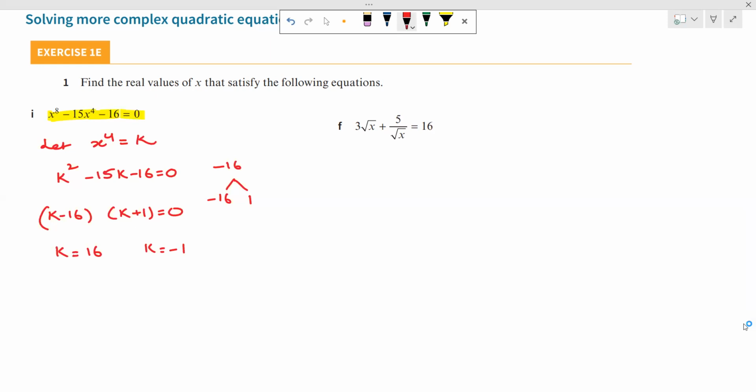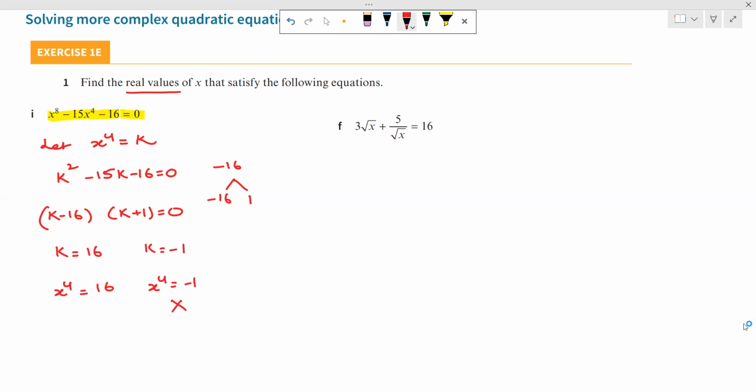So now here they said only real values. So what is the k value? x to the power of 4, which is equal to 16. Here x to the power of 4 is equal to minus 1. If I take any number to the power of 4, you will be getting a positive number. But here it is a negative number. So this is not a real number. You will be getting imaginary numbers here, but they asked only real values.